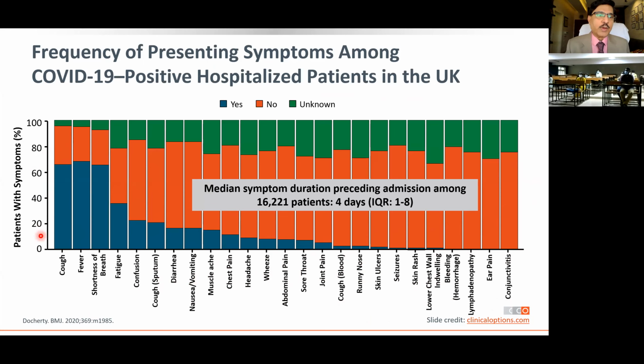Percent of people who have symptoms: 60% had cough, 65% had fever, and around 60% had shortness of breath, fatigue, confusion, cough with sputum, diarrhea. And remember another thing here, it is a non-productive cough. Mostly here it is a dry cough, unlike in other respiratory conditions, where by the time the cough and fever start, it is usually productive. Non-productive cough is also another important thing.